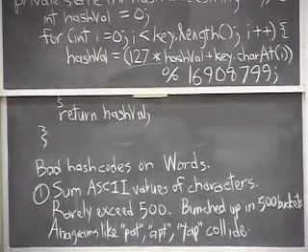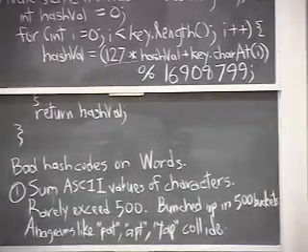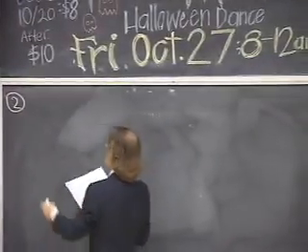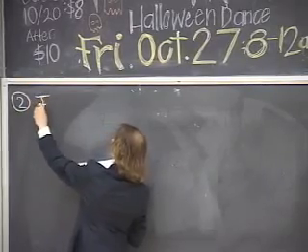A second example of a bad hash code is, let's just choose the first three letters in a word.